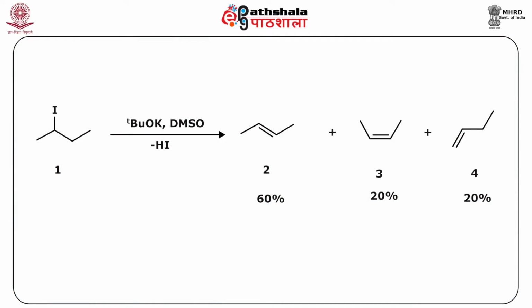The elimination reaction of 2-iodobutane in presence of a base, tertiary butoxide in DMSO, gives three products: trans-2-butene, cis-2-butene and 1-butene. The major product formed is trans-2-butene. So we can say this reaction is stereoselective because cis and trans alkenes are diastereomers. As can be seen from the reaction, the various isomers are obtained in the ratio of 60, 20 and 20%.